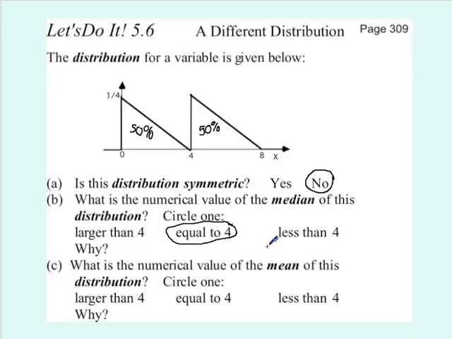Now which one of the following should we pick with respect to the mean? Is the mean going to be equal to 4, less than 4, or larger than 4? Well, if you recall from the previous LDI that we just did in 5.5, we saw what happened. We realized that the weight had been shifted in this distribution so that most of the weight is between 0 and 4. And so we know that the mean in this case would end up being less than 4. So if you want a reference for the why, think about what we just did back in the previous LDI.